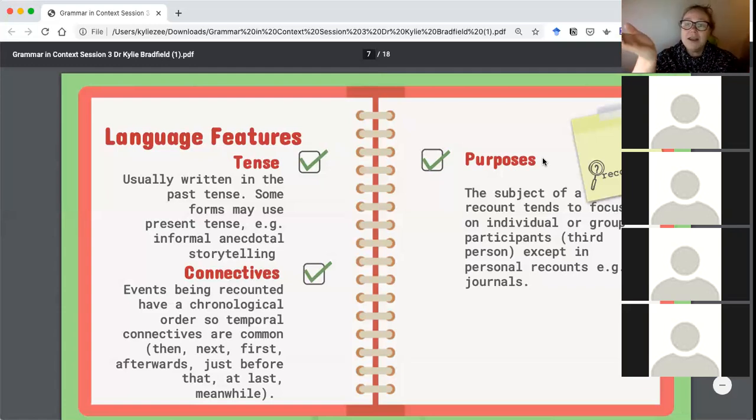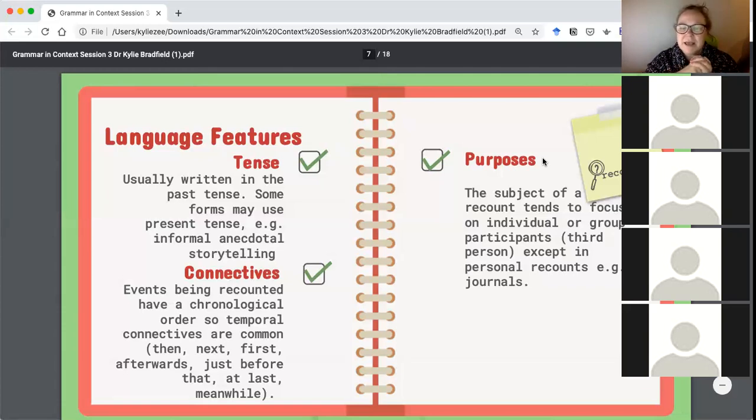But anyway, I know that my students have to write in past tense. Okay, so I'm going to have to ensure that throughout my lessons, I'm going to have lessons about using past tense. I know that I'm going to have a lesson on connectives.